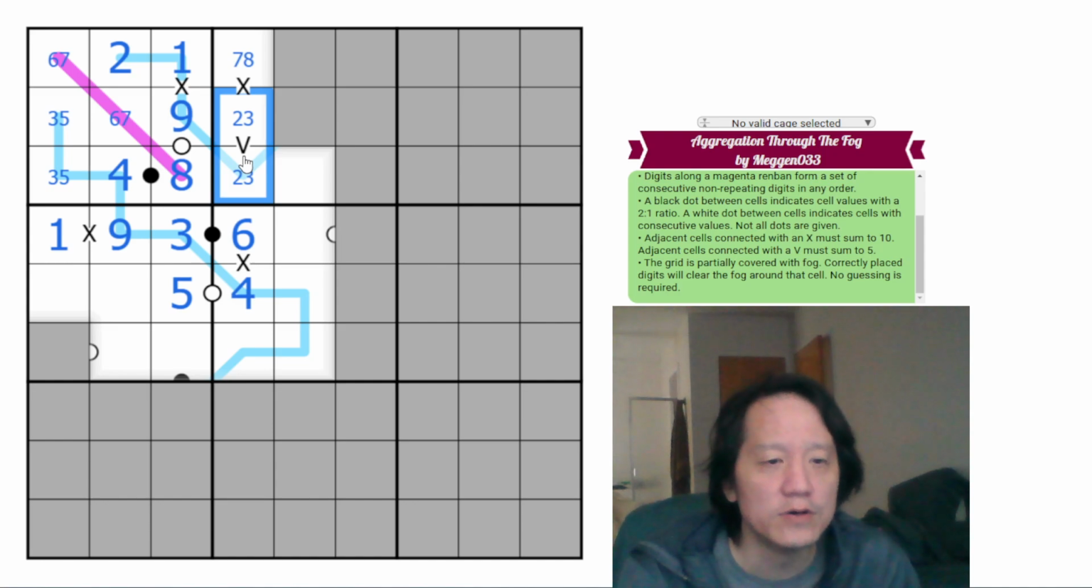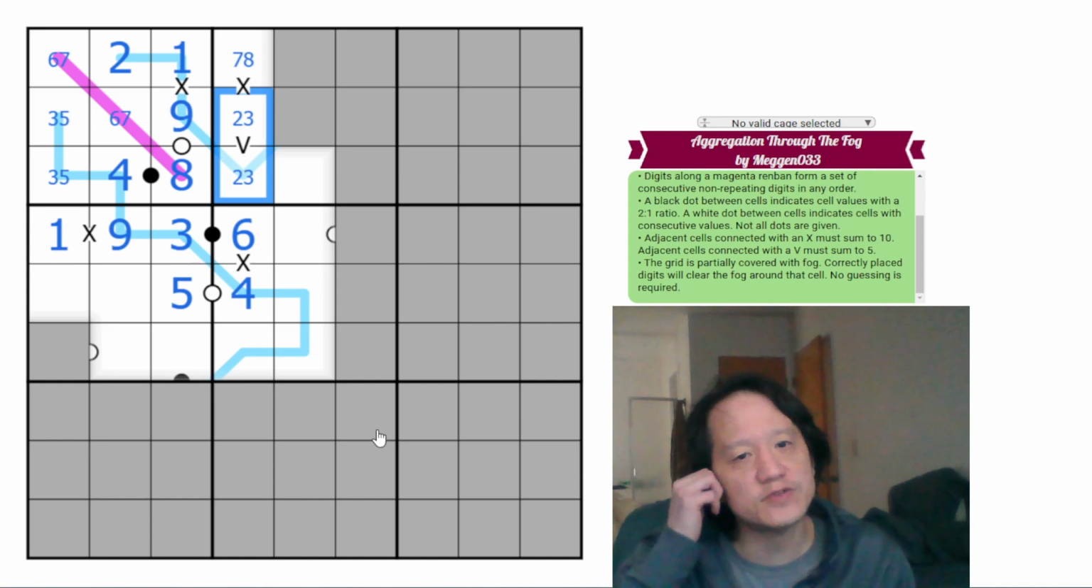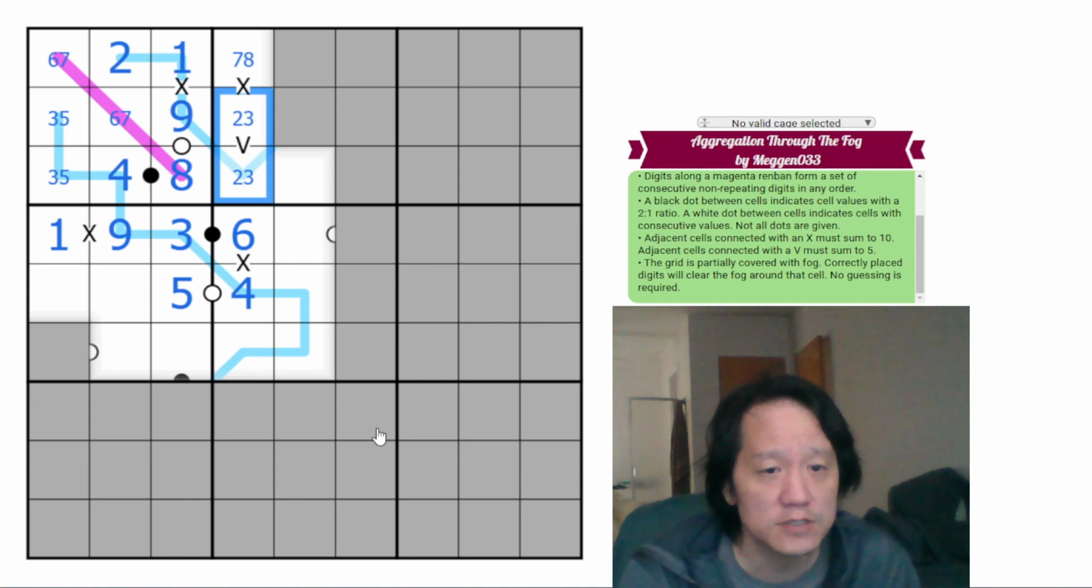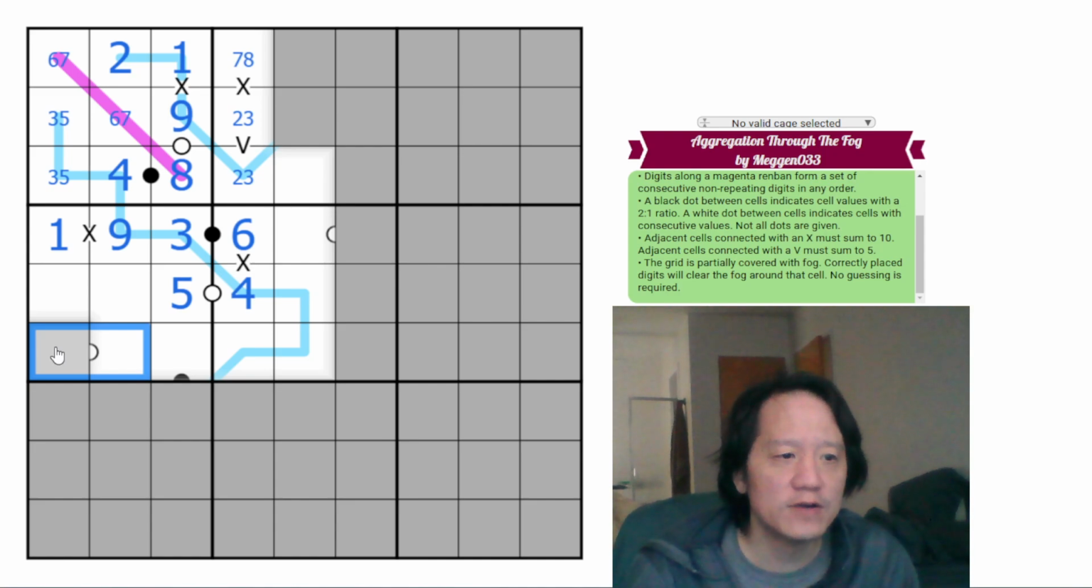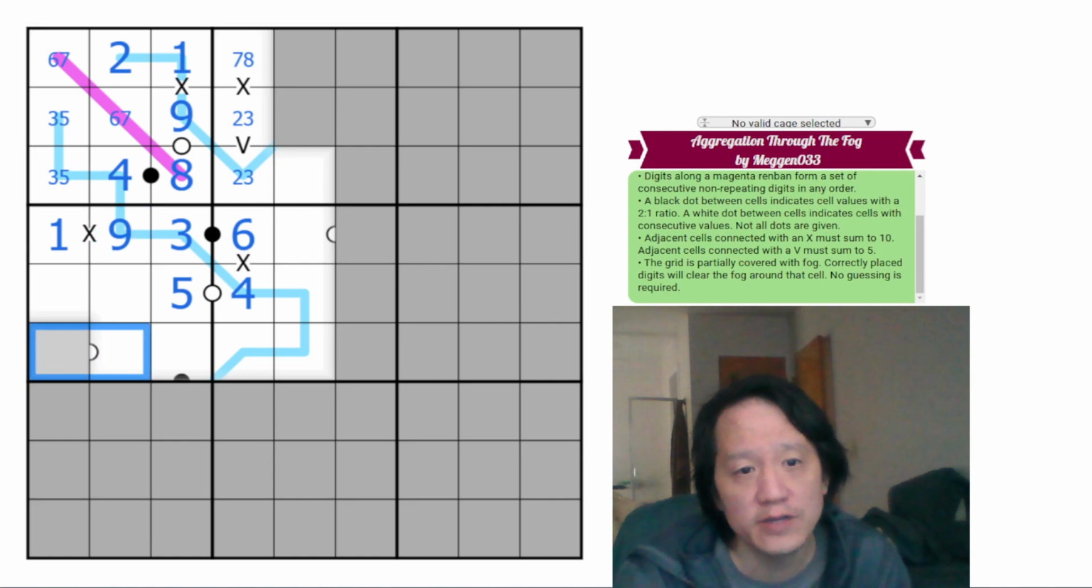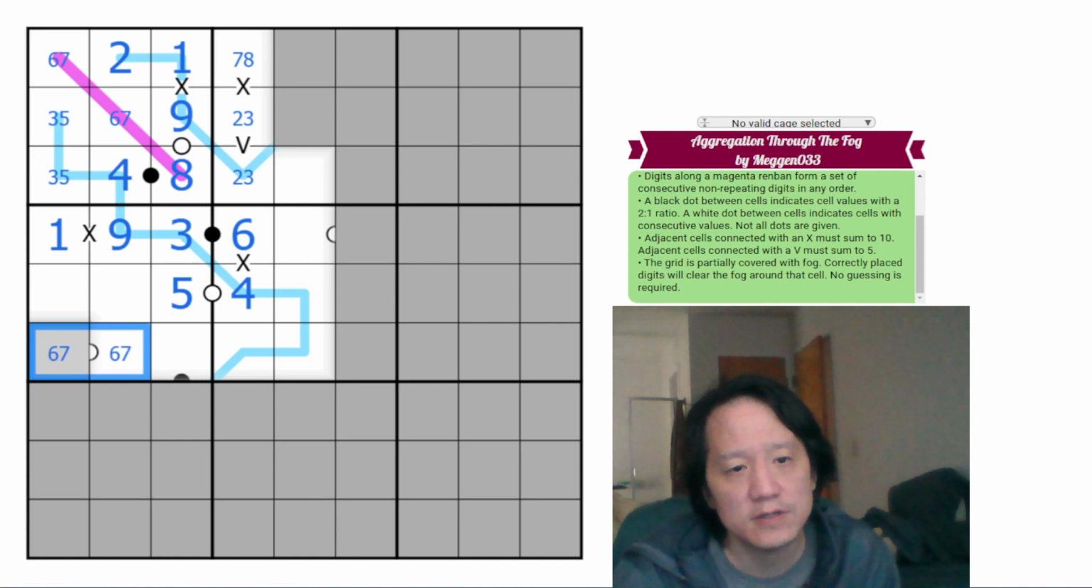Because the only two sets of digits that can add up to 5 are 1, 4 and 2, 3 that are 2 digits. This cannot contain 1, 3, or 5, so no 1, 2, no 2, 3, no 3, 4, no 4, 5, no 5, 6. So it's either 6, 7 or 7, 8, and it cannot contain a 9. So it's 6, 7 or 7, 8. So the 7 has to be there.